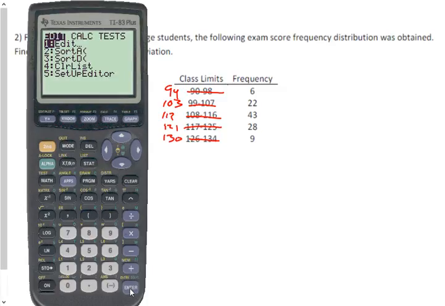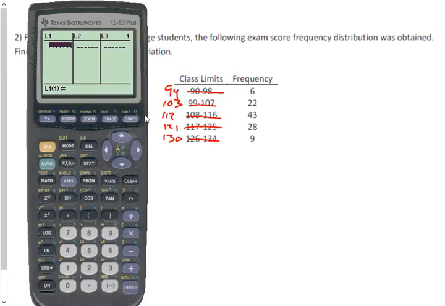When I go to my stat, edit, so 94 goes in 6 times. 103 needs to go in 22 times. And then 112 needs to go in 43 times. And at this point, I'm just going to pause the video. I'll enter all these in. You guys can too, but I'm not going to make you watch me type all this out. So I'll be right back.